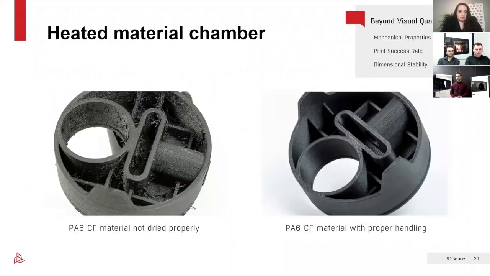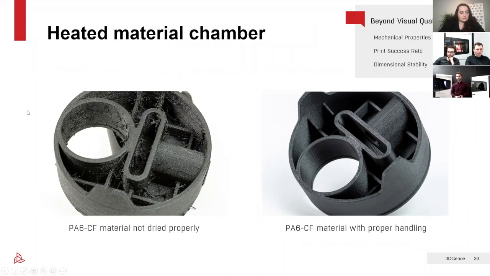And a very important topic is preparing the material for printing and also maintaining the material during the printing process. So, the side heated chamber, where we store our material during the printing process, is important especially when shifting from rapid prototyping to rapid production. The prints are getting longer, and we want to make sure that our part has the material printed in the same environment. So it's beyond the visual quality.